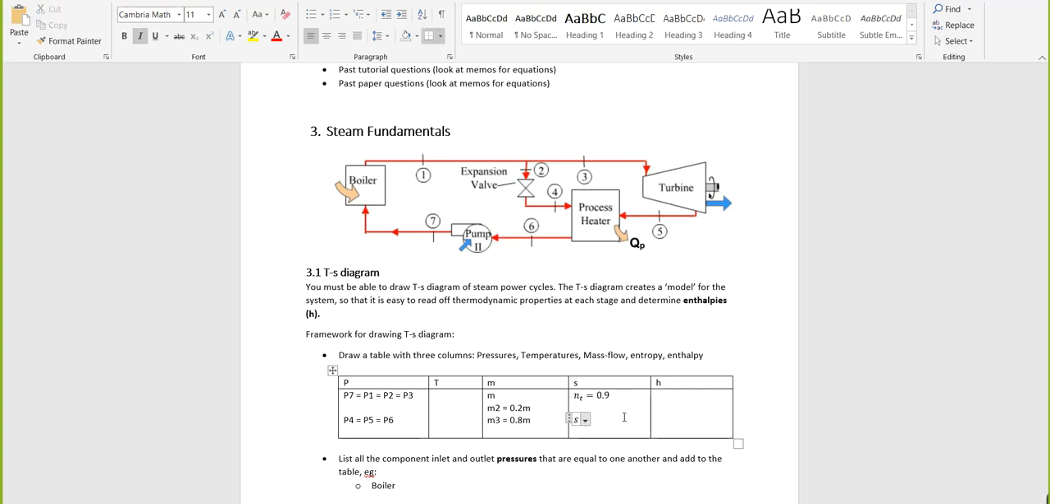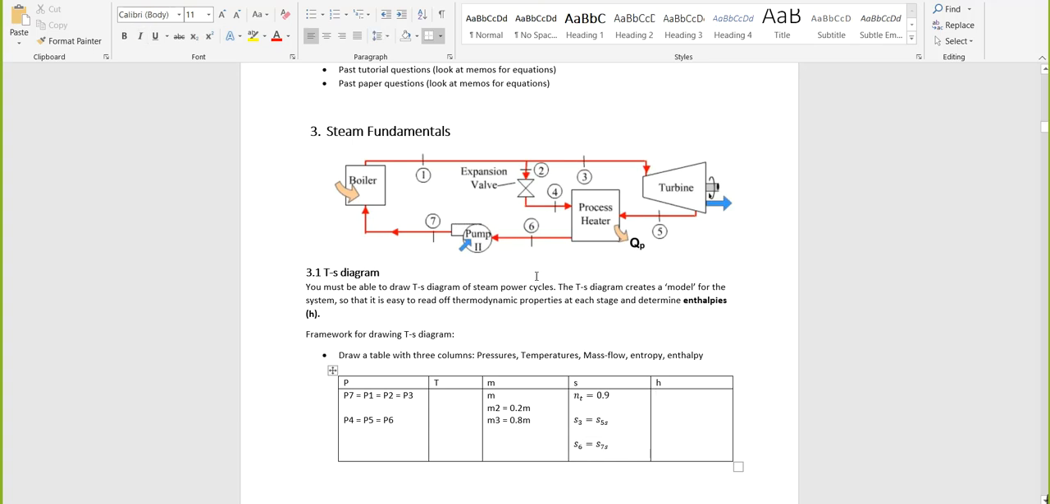So what you have to know is state 3. State 3 will equal S5 or S5, but only the isentropic part, S5 of S. And then the same applies for the pump. So the pump, that will be state 6 to 7S.